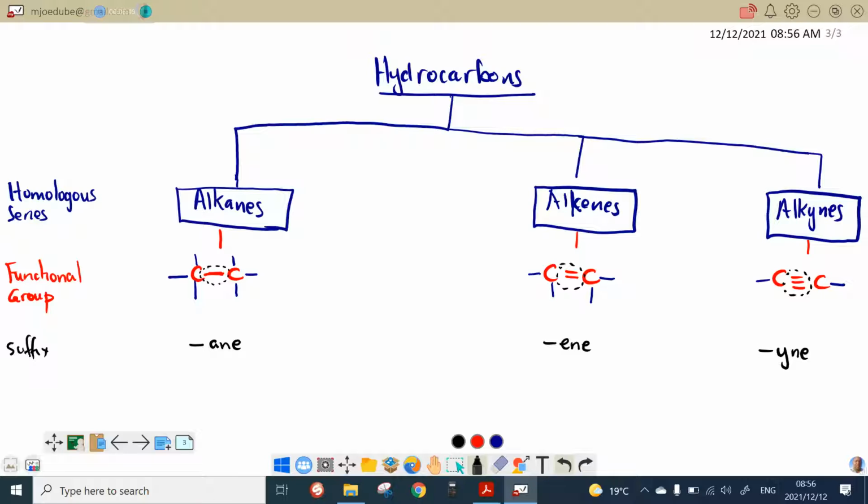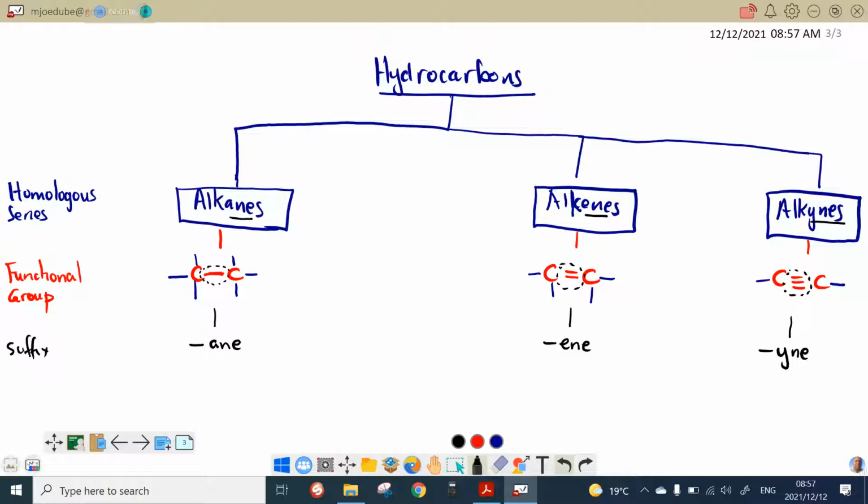So the prefix is going to be the same, but the alkanes end with "ane," alkenes with "ene," and then alkynes with "yne." Just have a look at that, have a look at that, and have a look at that. That's where you would get a cue for what the ending is going to be. So it's very important that you relate that to the different substances.